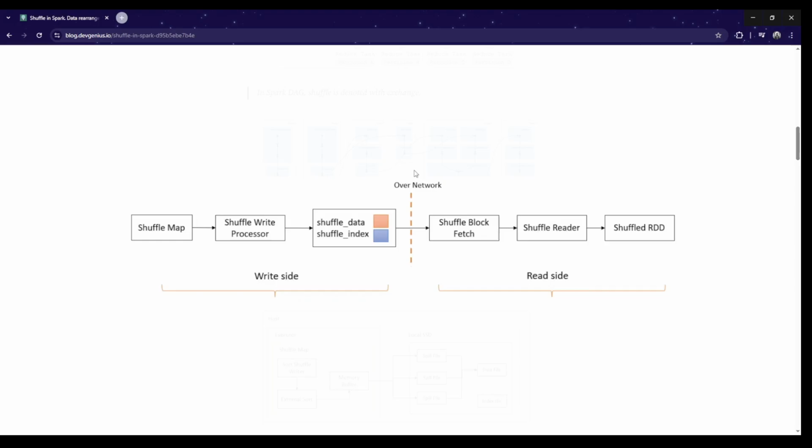And the other one is the read side. It will fetch the shuffle block from here, through a process called the shuffle reader, which fetches those blocks, and then it will create an RDD, and then it processes that as it is.